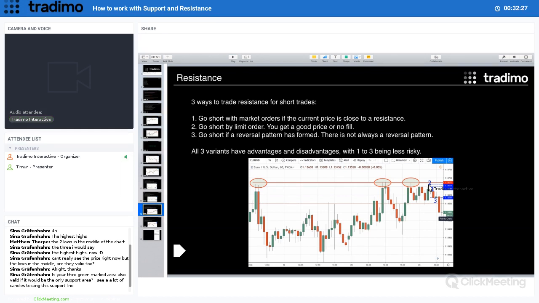And then you can say, okay, I think this resistance level will not be broken, and I go short. And I go short right now with the market order. And I highlighted this here with a one.